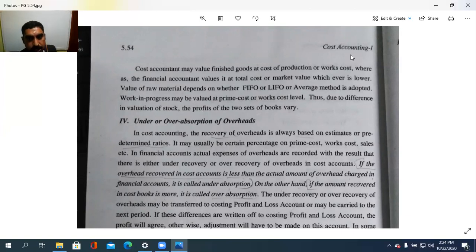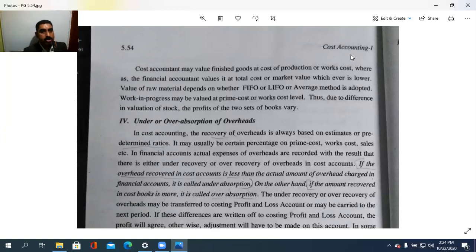Therefore, due to the difference in the valuation of the stock, the profits of the two books may vary. അപ്പം സ്റ്റോക്കിന്റെ വാല്യുവേഷൻ, അതായത് ആദ്യത്തെ കേസ് പറയുകയാണെങ്കിൽ ഫാക്ടറി കോസ്റ്റ് അല്ലേ, കോസ്റ്റ് ഓഫ് പ്രൊഡക്ഷൻ ആയിരിക്കും ഒരു കോസ്റ്റ് അക്കൗണ്ടന്റ് കൺസിഡർ ചെയ്യുന്നത്. കാര്യം പ്രൊഡക്ഷൻ എവിടാണ്? ഇൻ ദ ഫാക്ടറി. വൈൽ ദ ഫിനാൻഷ്യൽ അക്കൗണ്ടന്റ് നീഡ് ടു ചെക്ക് ദ ടോട്ടൽ കോസ്റ്റ്, മൊത്തം വരുന്ന ചെലവ് എത്രയാണ്, അതിനെയാണ് പ്രോഫിറ്റിന്റെ അഗേൻസ്റ്റ് ആയിട്ട് എക്സ്പെൻസ് ആക്കുന്നത്.